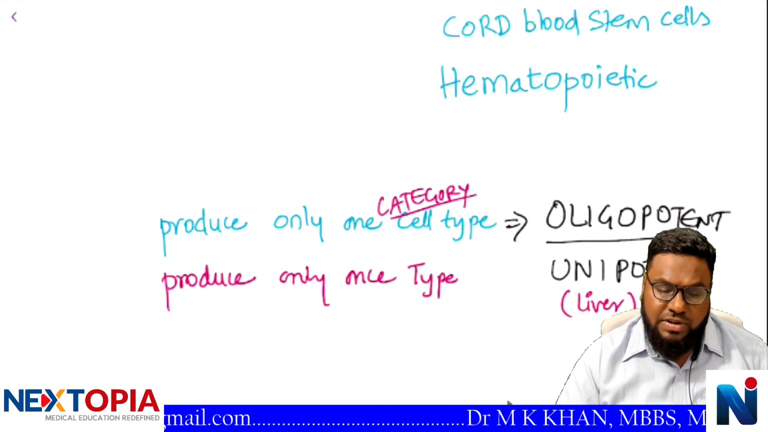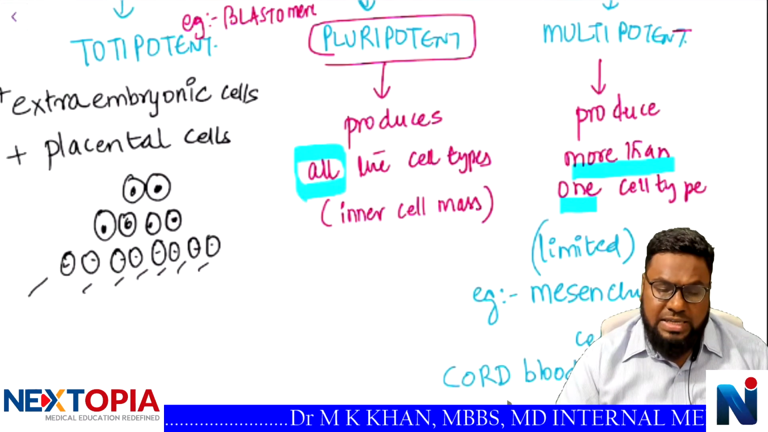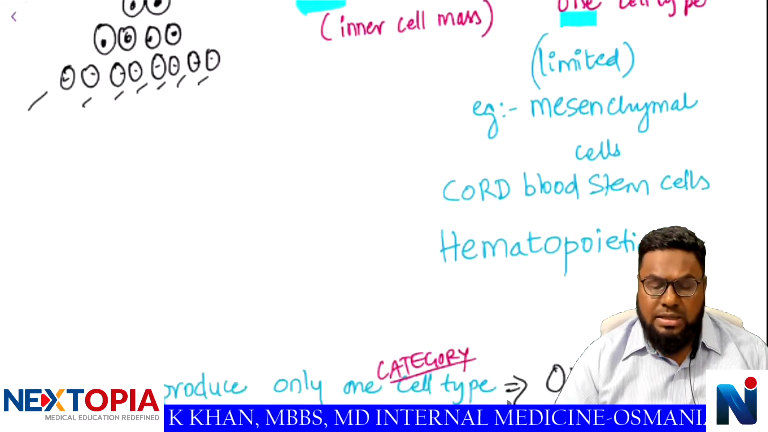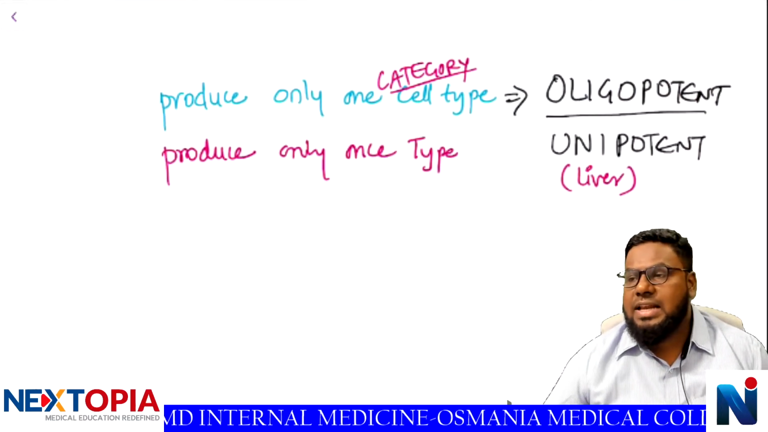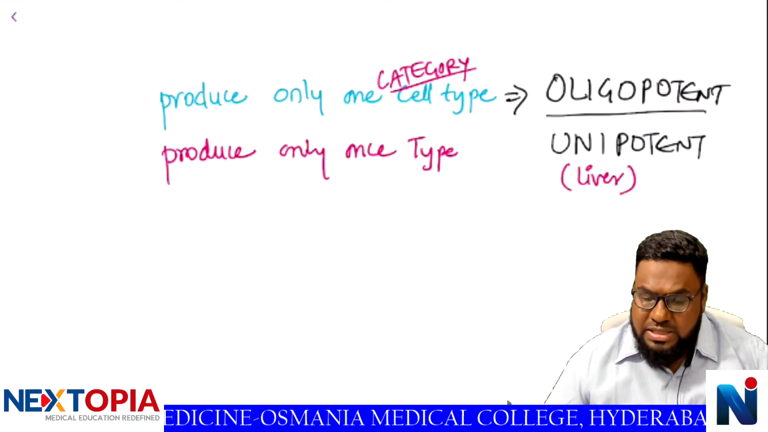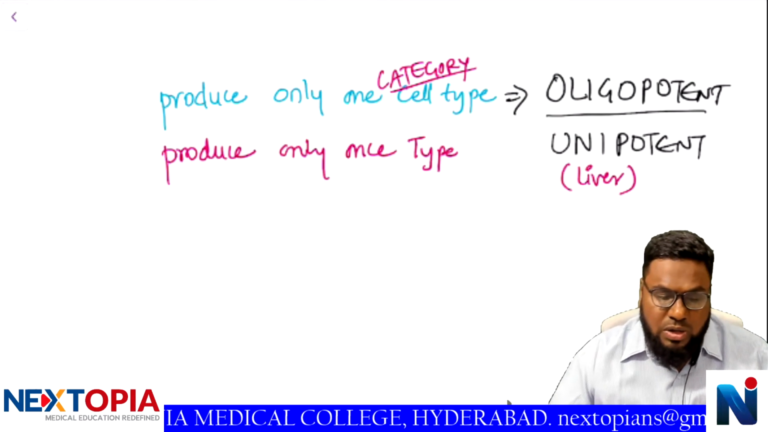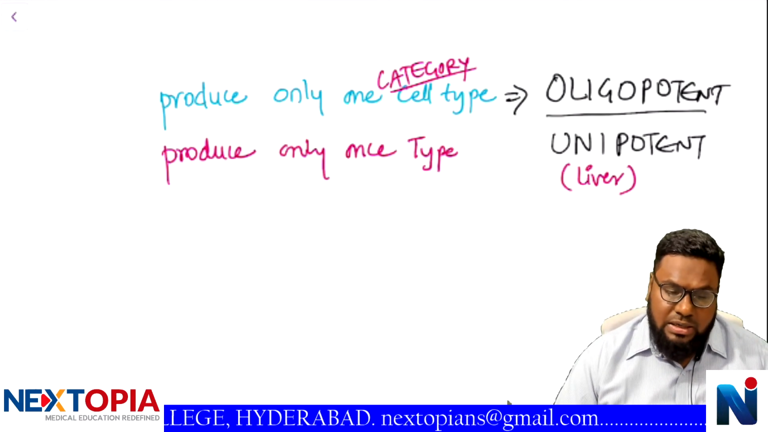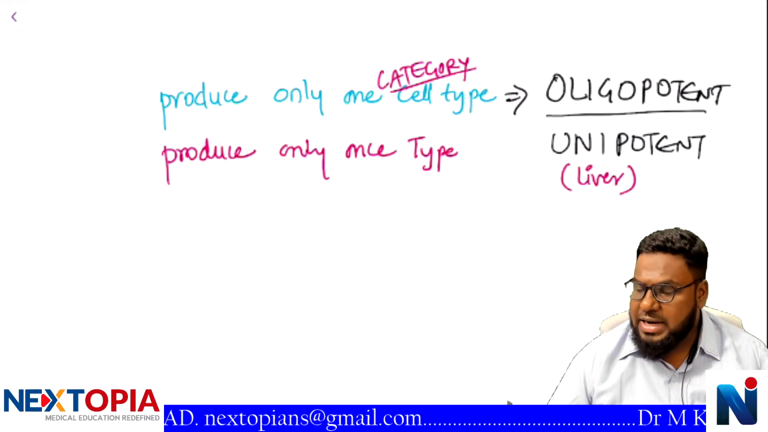Stem cells are of different types. We have totipotent cells, pluripotent cells, multipotent cells, then we have oligopotent cells and unipotent cells. I've given you the examples. So with this, I complete chapter 1 of embryology. In the next class tomorrow, we'll discuss the further chapters as given in the timetable.